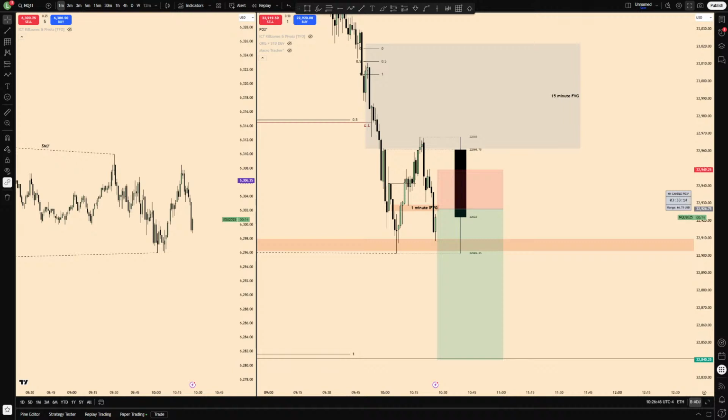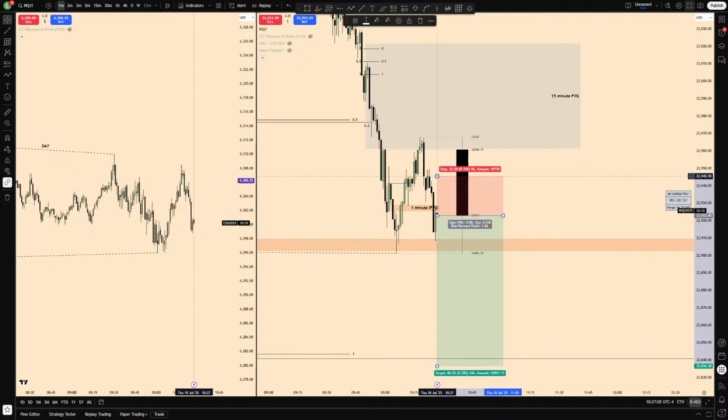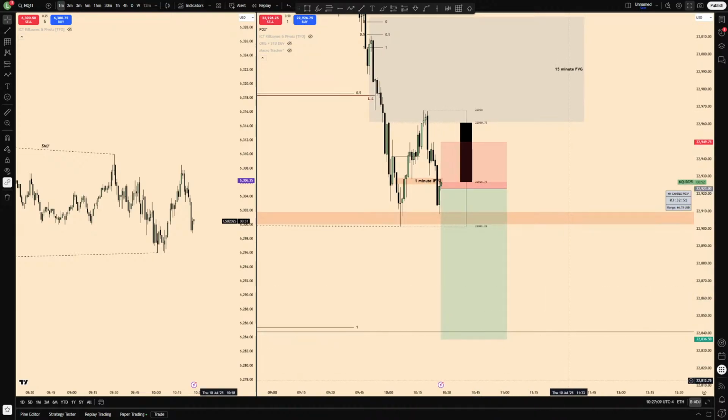It's almost filling me. Not quite. Just did it anyway. There we go, I'm in that. And my TP is at 836 there. See if we can trade back up in this 1 minute inversion.